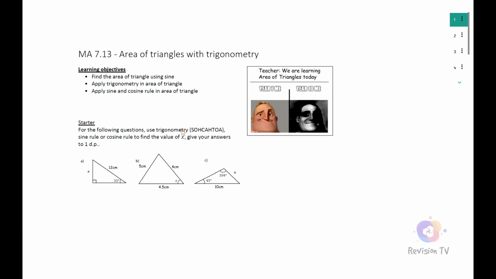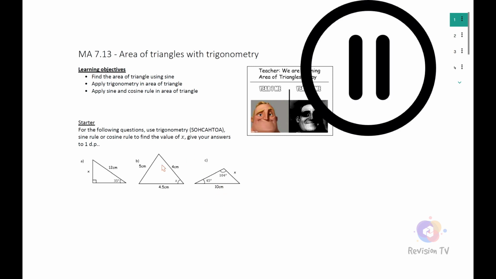Right, so have a go. Speaking of trigonometry, have a go at starter questions using a calculator, sine rule, cosine rule, SOHCAHTOA, work out the value of x. Okay, round your answers to one decimal place. When you're ready, you can press play.